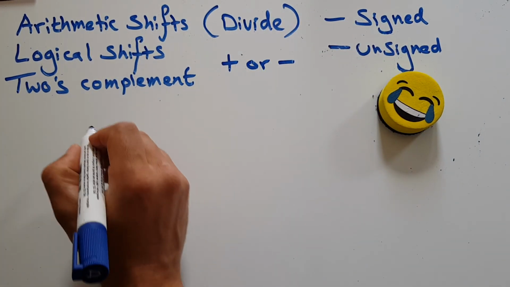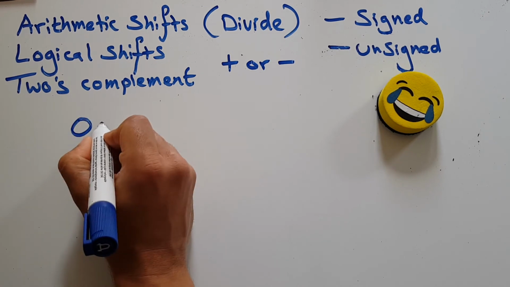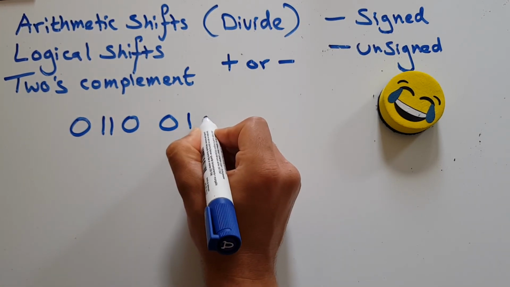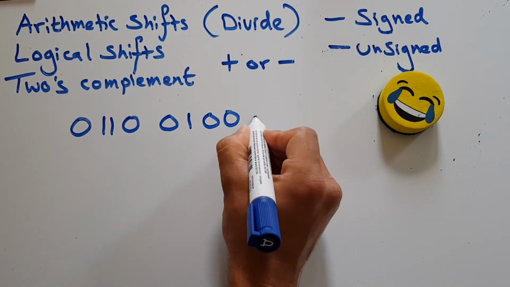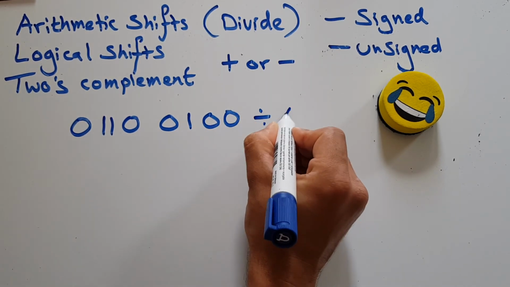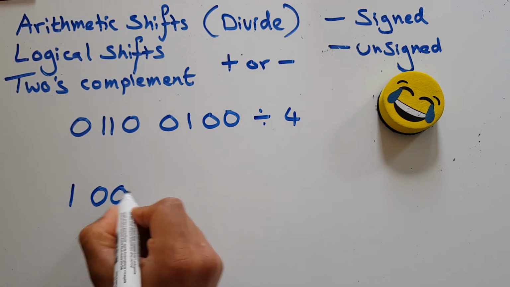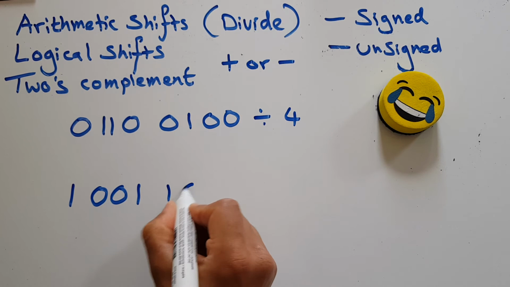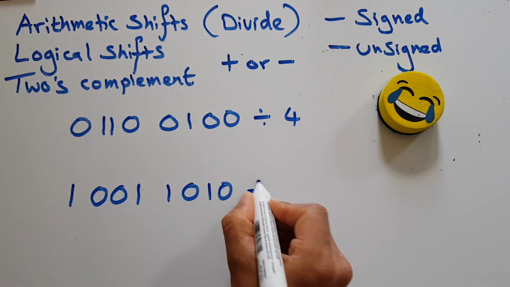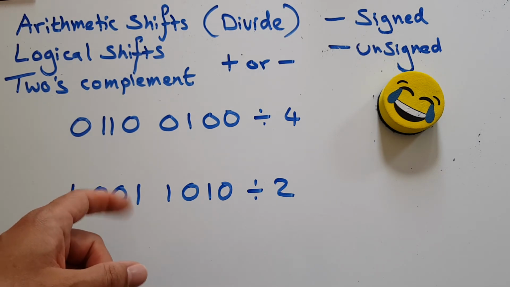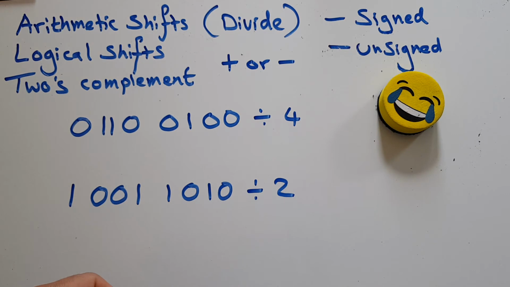So let's try 0110 0100, and let's say you want to divide that by 4, and another one 1001 1010, and let's say you want to divide that by 2. Okay, so press pause, grab a pen and paper, and then have a go, because here come the answers.